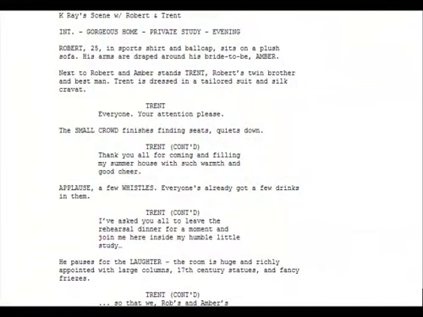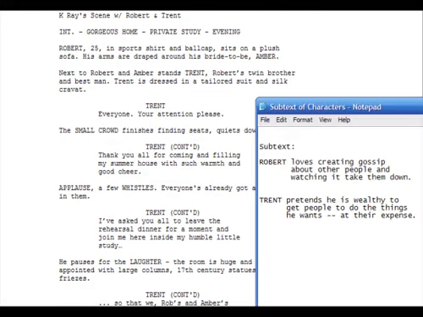All right, now let's talk interest. Actually, I'm going to talk two things: subtext and interest. So, first, again, here's our subtext. Robert loves creating gossip about other people and watching it take them down. Trent pretends he's wealthy to get people to do things at their expense.